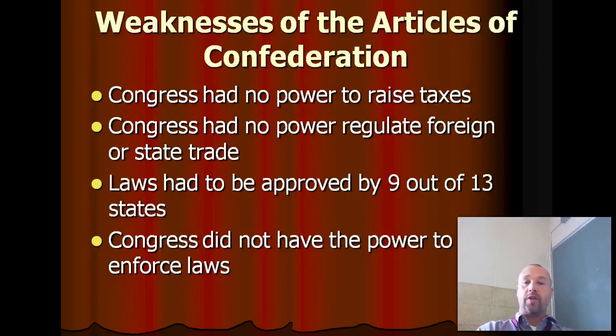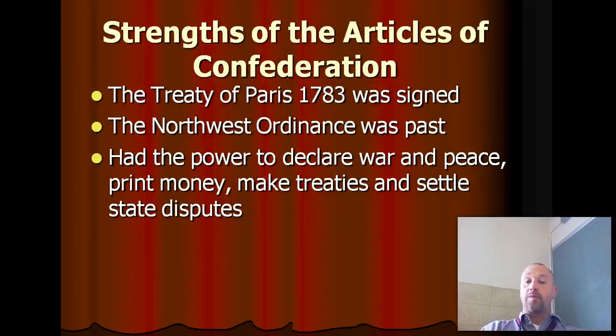So the weaknesses of the Articles of Confederation: Congress could ask the states for money, but they had no way of actually raising taxes. They couldn't regulate foreign or state trade. Laws had to be approved by 9 out of 13 states, which is tough to do. And Congress didn't have the power to actually enforce the laws. But there were some strengths.